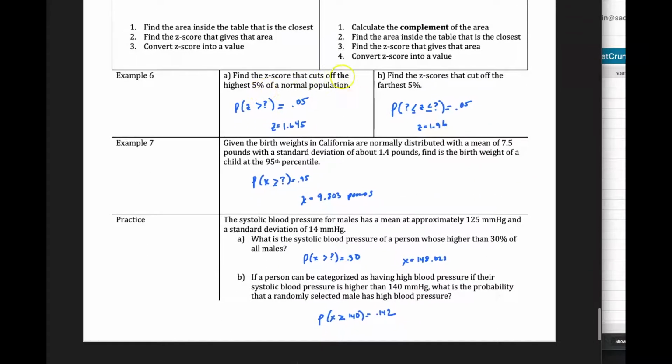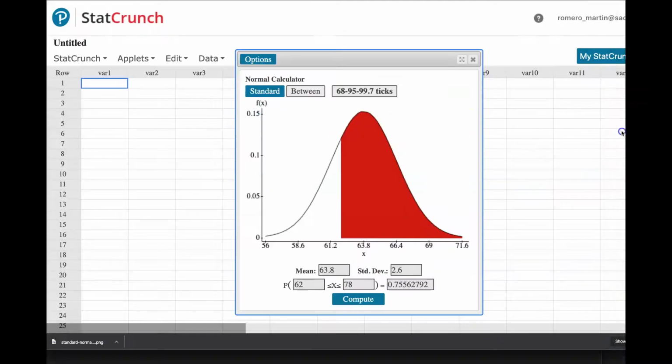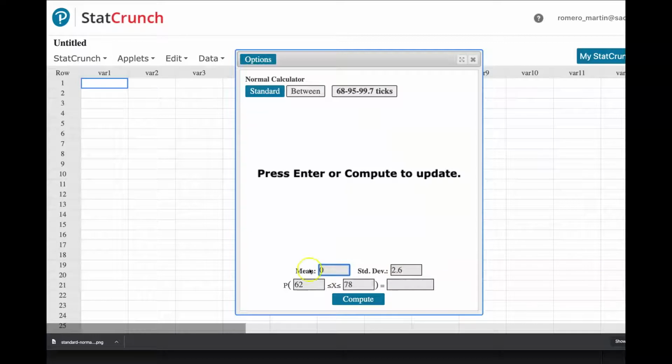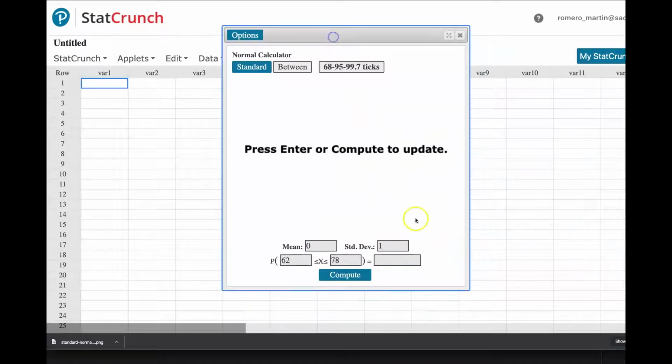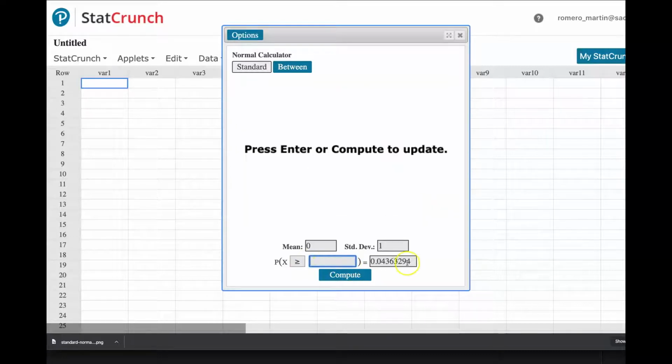Find the Z-score that cuts off the highest 5% of the normal population. I'm looking for a Z-score now, so the mean would be 0 and the standard deviation 1, because when we talk about Z-scores, it's the standard normal. And we're looking for it to cut off the highest percent. So I'm looking for the score here in the middle that cuts off the highest 5%. So it's a greater than symbol.